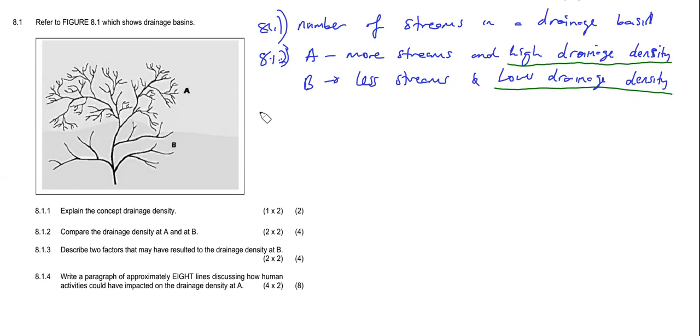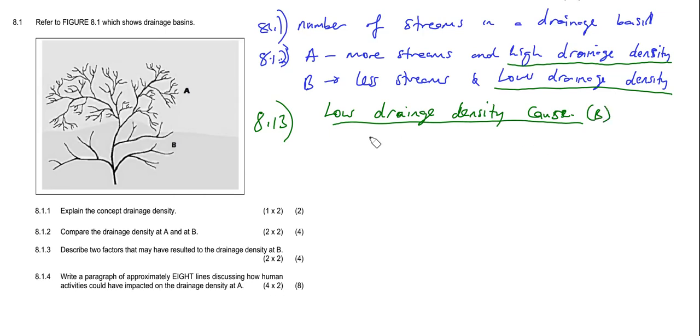So let's move on to 8.1.3. Describe 2 factors that may have resulted in the drainage density at B. So we are talking about low drainage density. We want to know the cause of low drainage density at B. What could have resulted in the low drainage density at B?